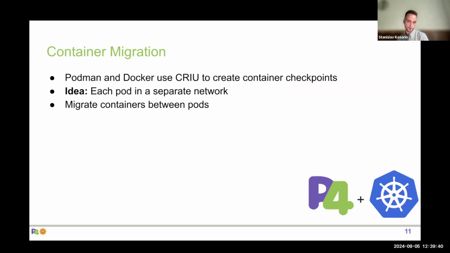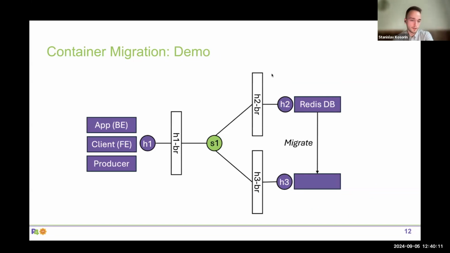Which brings us a little bit closer to the Kubernetes integration. We used Podman for creating these networks and the containers inside of pods. Both Podman and Docker use the same tool, CRIU, to create these container checkpoints. Essentially, we did the same flow, migrating between different pods in different networks. I have prepared a little demo for this example, and it's a little bit more trivial than the examples before.